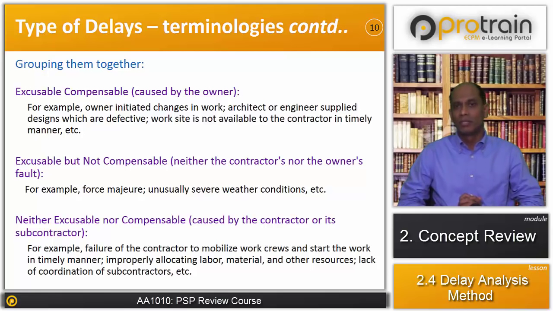Excusable but non-compensable delay: neither the contractor's nor the owner's fault, or the fault of both of them. For example, force majeure, unusually severe weather conditions.